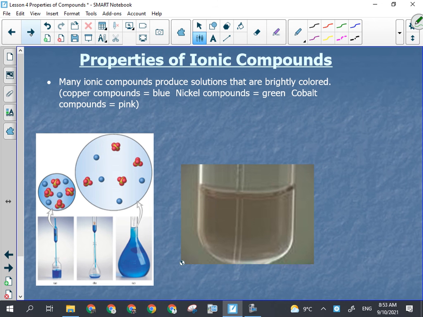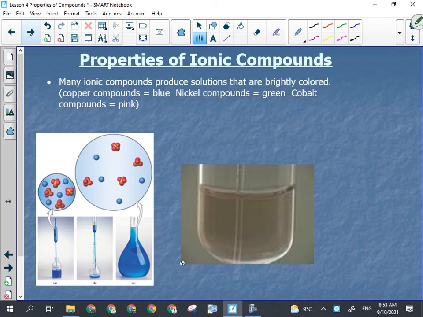Okay. Now, lots of ionic compounds also produce brightly colored solutions. So copper compounds are typically blue. So if you have copper(II) chloride or copper(II) sulfate or copper nitrate or anything like that, those salts are typically going to be blue crystalline solids, and when you put them in solution, the solution takes on the blue color.